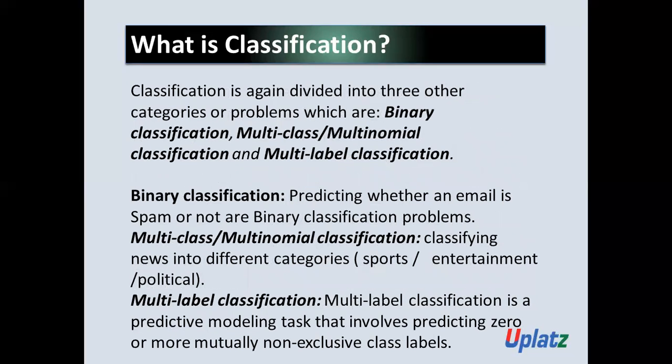Classification is again divided into three other categories or problems, which are binary classification, multi-class or multinomial classification, and multi-label classification. First one is binary classification, next one is multi-class classification, and the third one is multi-label classification.